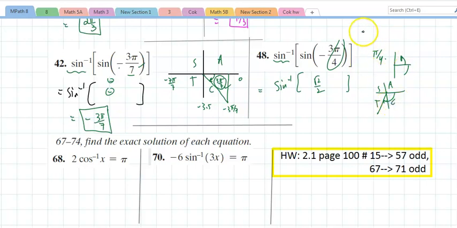You could take negative 3 pi over 4 and add 2 pi to it, because that's a sine. You can't do that to the inverse. Over 4, that's 8. 5 pi over 4? And isn't 5 pi over 4 right there? So in this quadrant, tan is positive, which means this is negative. And since it's negative and the reference angle is pi over 4, the answer is negative pi over 4.